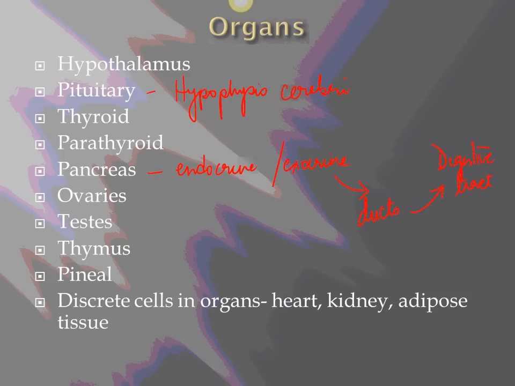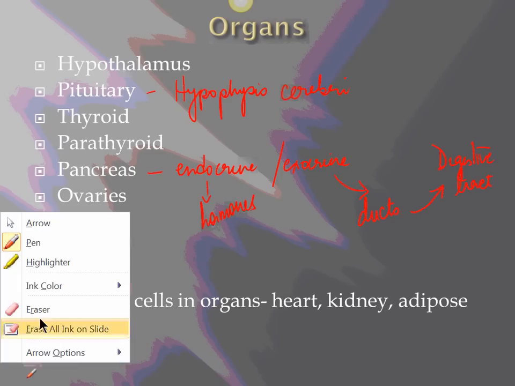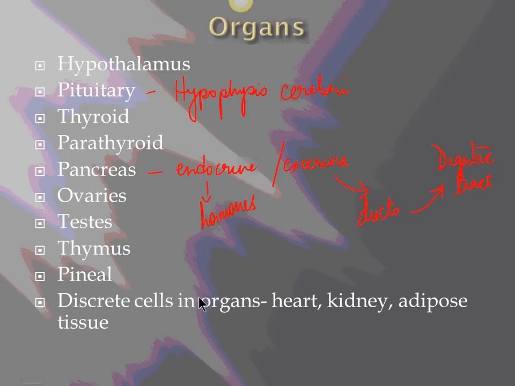The endocrine portion produces its hormones, and we'll see those. And all endocrine glands, one common feature they have is they are known as ductless glands. They don't have any ducts.